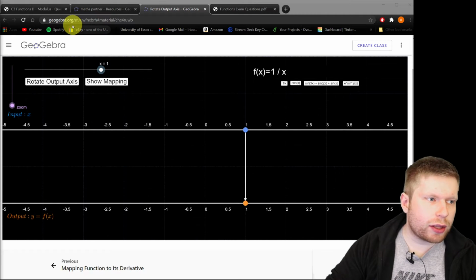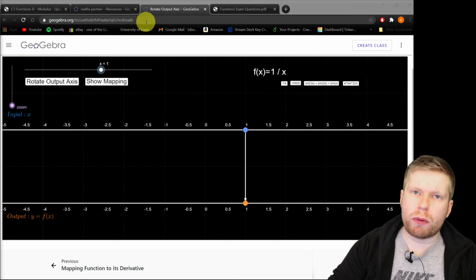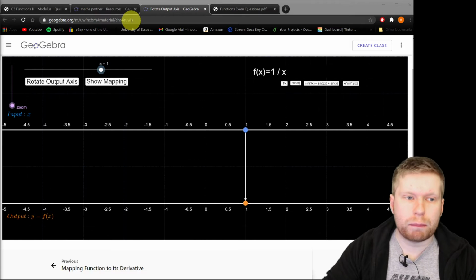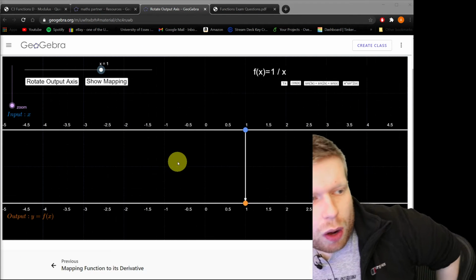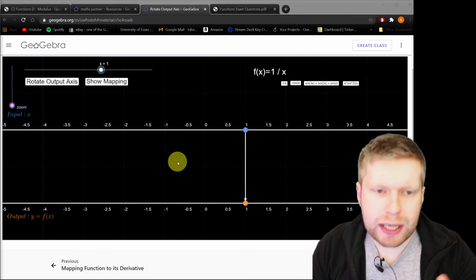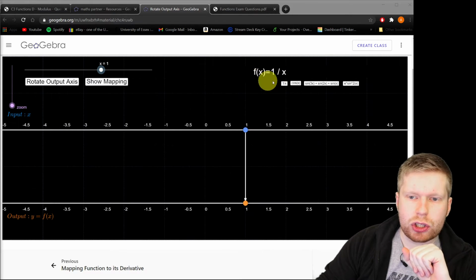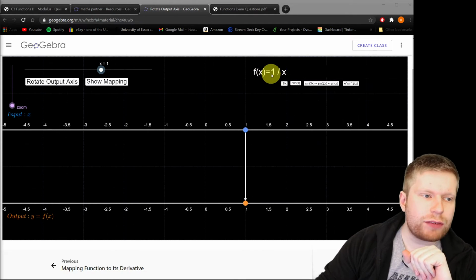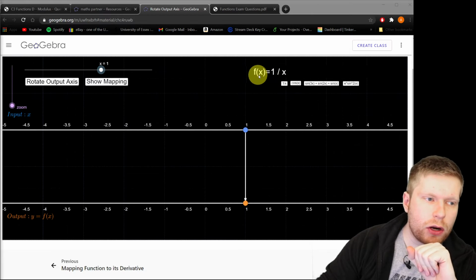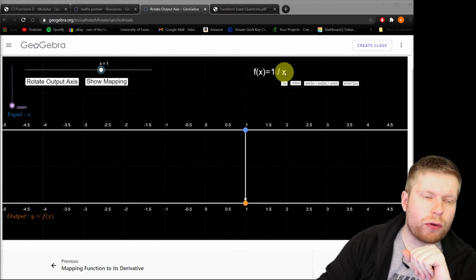If you're interested, you could either go to this link or go to my GeoGebra page, which is GeoGebra Maths Partner. But this is basically what I want you to see. Now, it's going to take a little bit of setting up and explaining what's going on here. You can see that in the top right hand corner, I've effectively got my function set up. So this is my function f of x, and it's 1 over x.